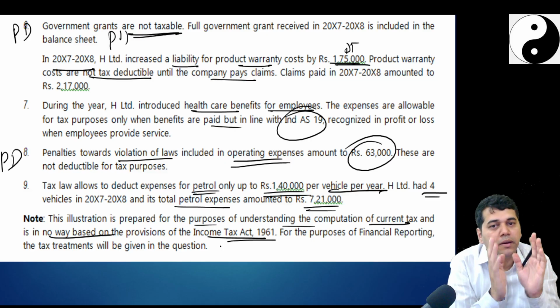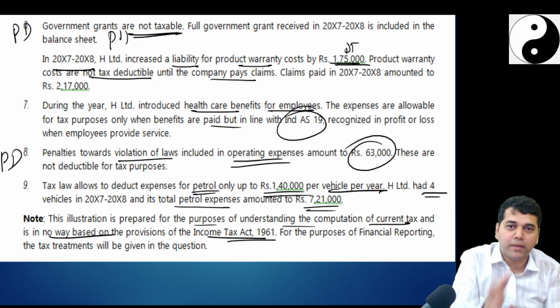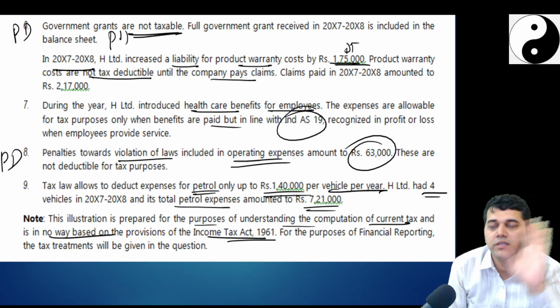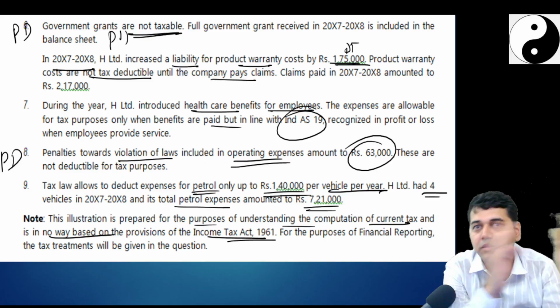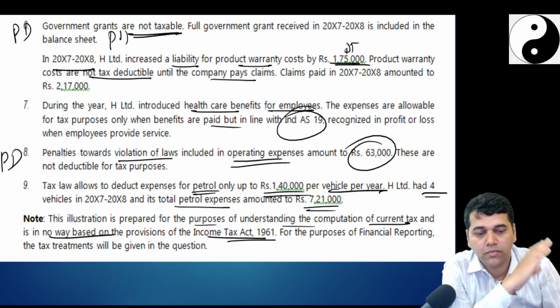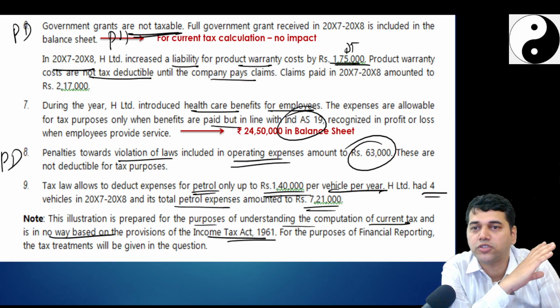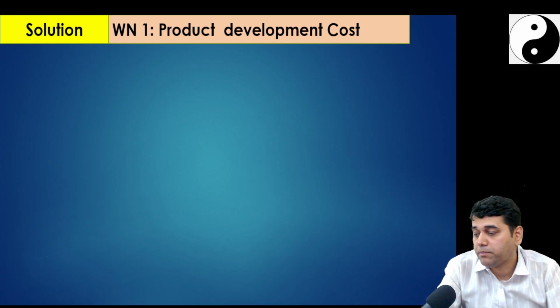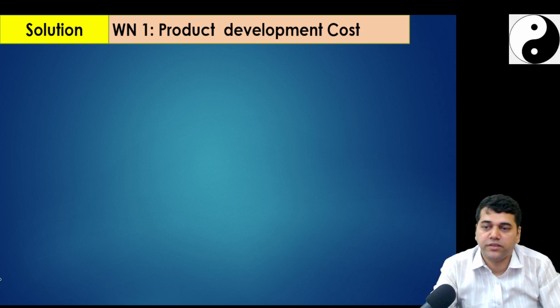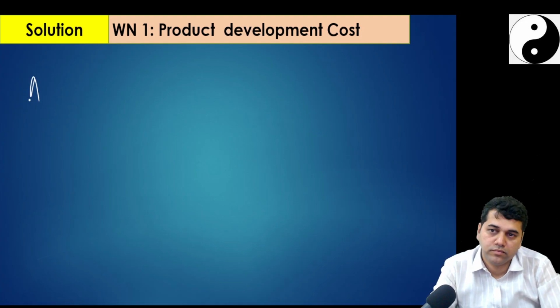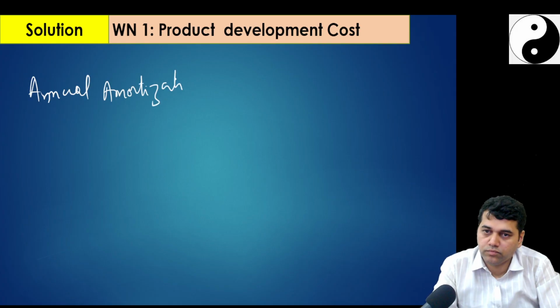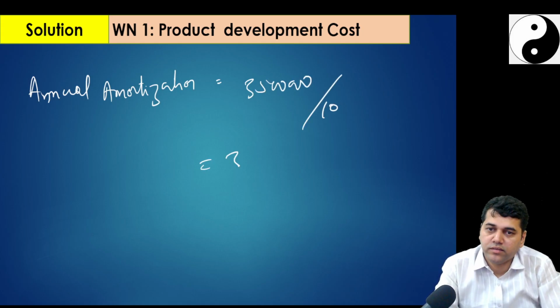That means they say that, look Baba, we are a different discipline. Don't try to apply your mind and say, sir, what is this? Our income tax is saying so much. That is a different discipline. Only in multidisciplinary will we see that, not right now. Okay, so what are we supposed to do? Current tax calculation, no impact. This item will go to the balance sheet. Yes, first thing is product development cost. We'll solve this. How much is my annual depreciation? 35 lakhs divided by 10, 3,50,000.